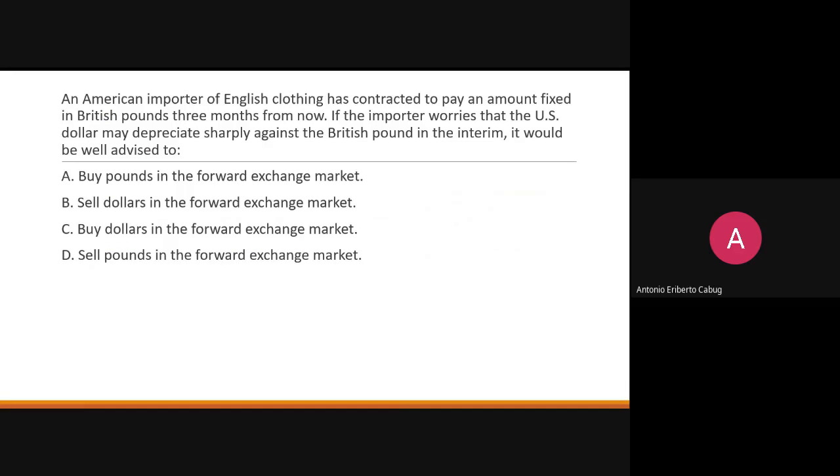Okay? Gusto ko lang ensure, no? Gusto ko lang ensure na naiintindihan niyo pa ako. To make sure that you are still with me, let us answer this question together.